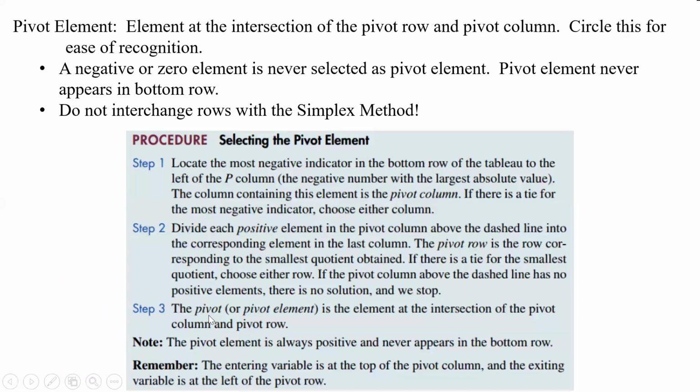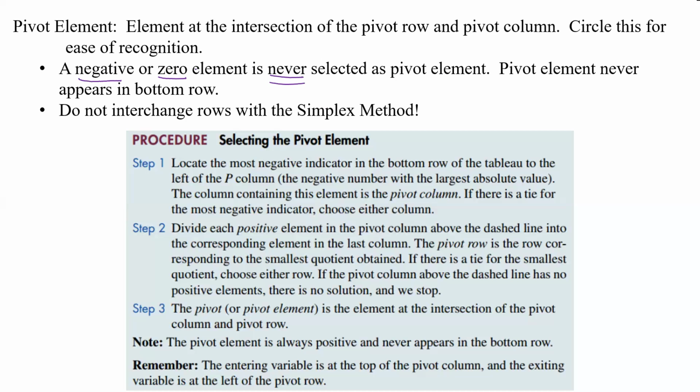All right. Now the pivot element. It's the element at the intersection of the pivot row and the pivot column. So that's the intersection of the row and the column. And we're going to circle this for ease of recognition. And if you have colors, circling it in red sometimes makes it easy so you can see what you're looking at. Now, a negative or a zero element is never selected as a pivot element. That's a key thing to think about when we're doing these. The negative or zero is never selected, so you can't have those be a pivot element. If you have only negatives and zeros, that means you're done and you can't go any further.